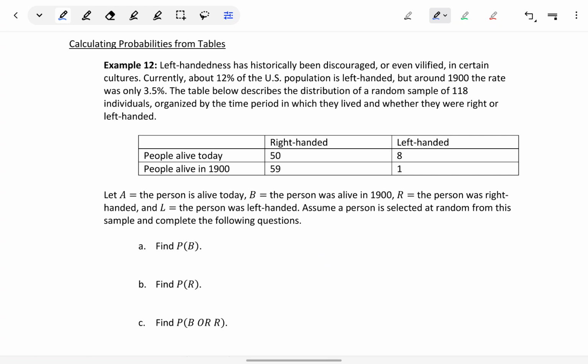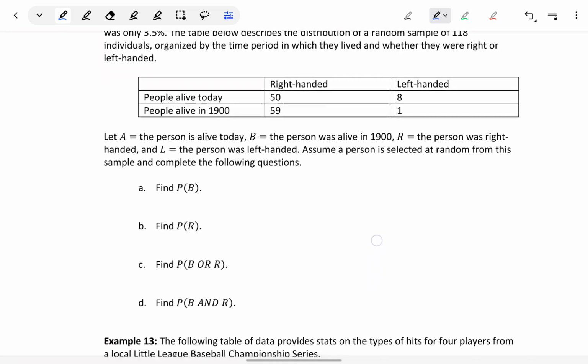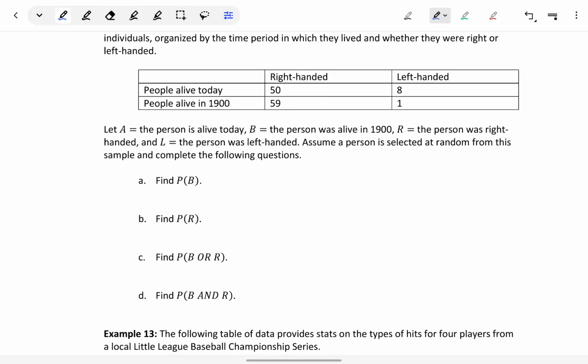The table below describes the distribution of a random sample of 118 individuals, organized by the time period in which they lived and whether they were right or left-handed. So we can read this table either left to right or up and down. As we read the rows across, we see the numbers of people who were alive today and are either right or left-handed, and then people who were alive in 1900 and were either right or left-handed. Or we can look vertically at those columns to see how many people were right-handed, which time period they lived in, and the same for left-handed.